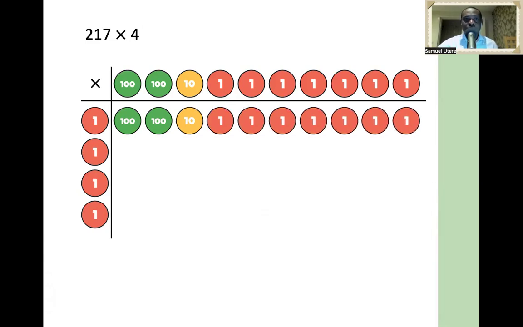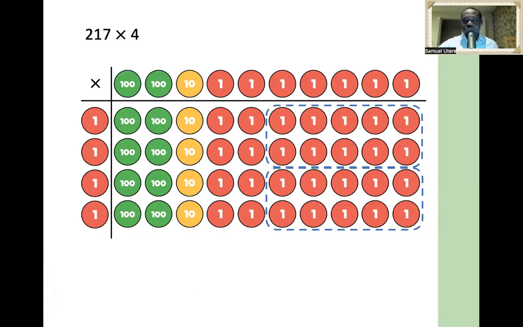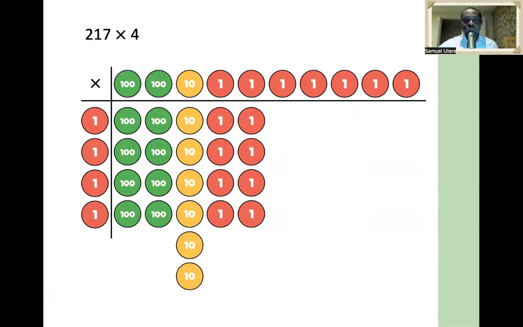Now, the rest will be the same, okay? Now, if we do our exchange, you can see we have lots of ones. We're going to have that, okay? So our answer essentially is 800. So we're now adding all these here, which will give us our result. So you can see we have 800s, we have 6 tens, and we have 8 ones.